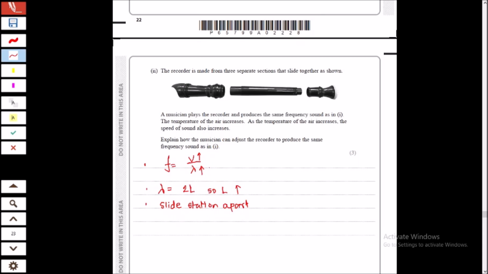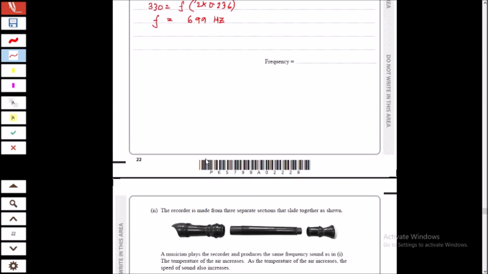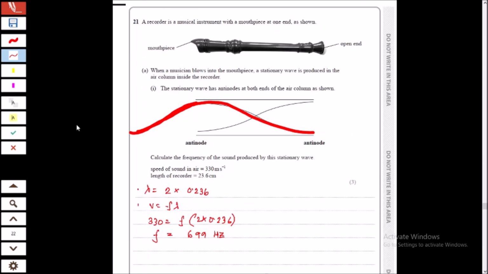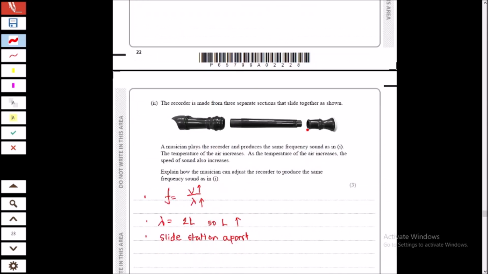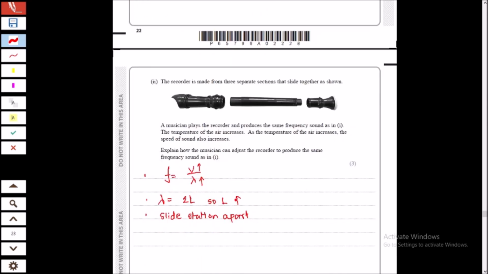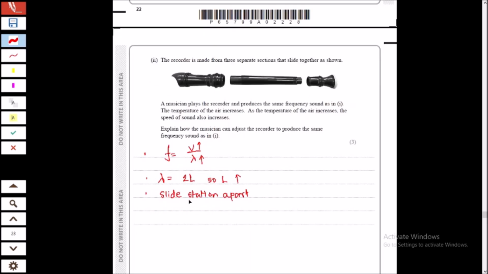To increase the wavelength, what do we have to do? Well, you saw the wavelength is equal to 2 times the length of your flute. Therefore, if you want to increase the wavelength, you have to increase the length of your flute. How can you do that? By sliding these sections apart. These sections can be slid, so you can slide them further apart to increase the length, therefore increase the wavelength, and therefore keep the frequency constant.